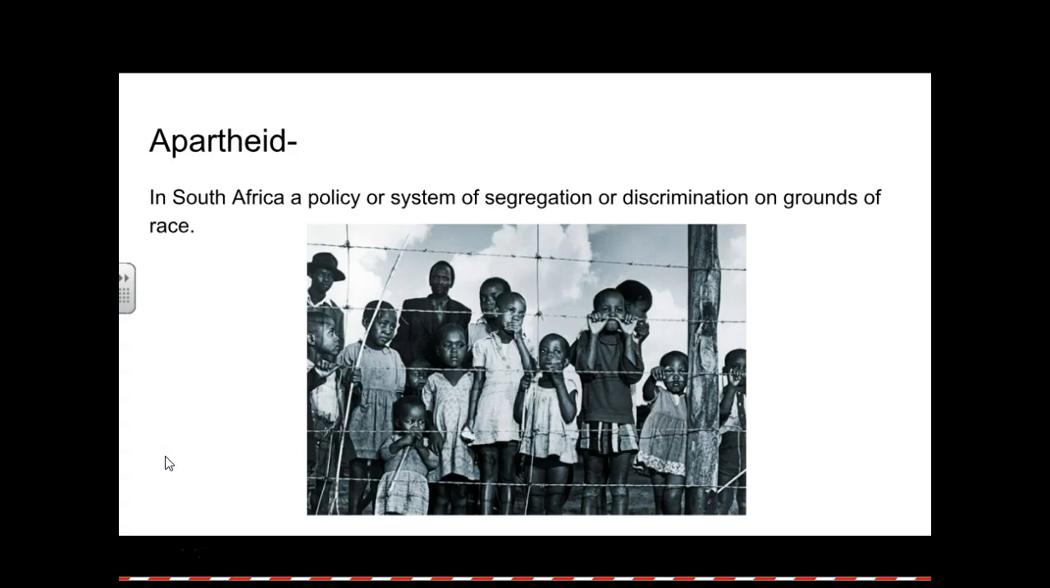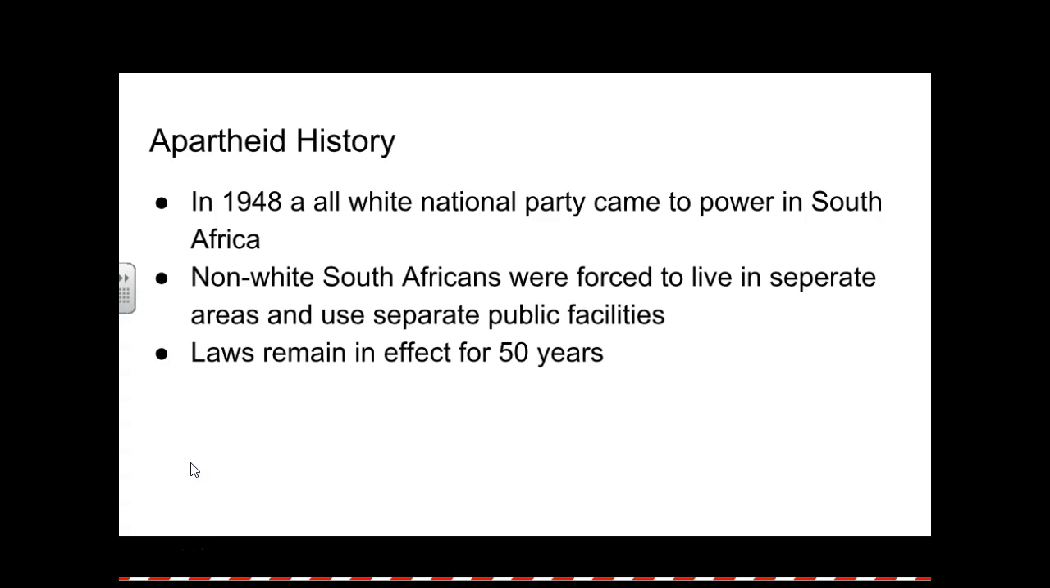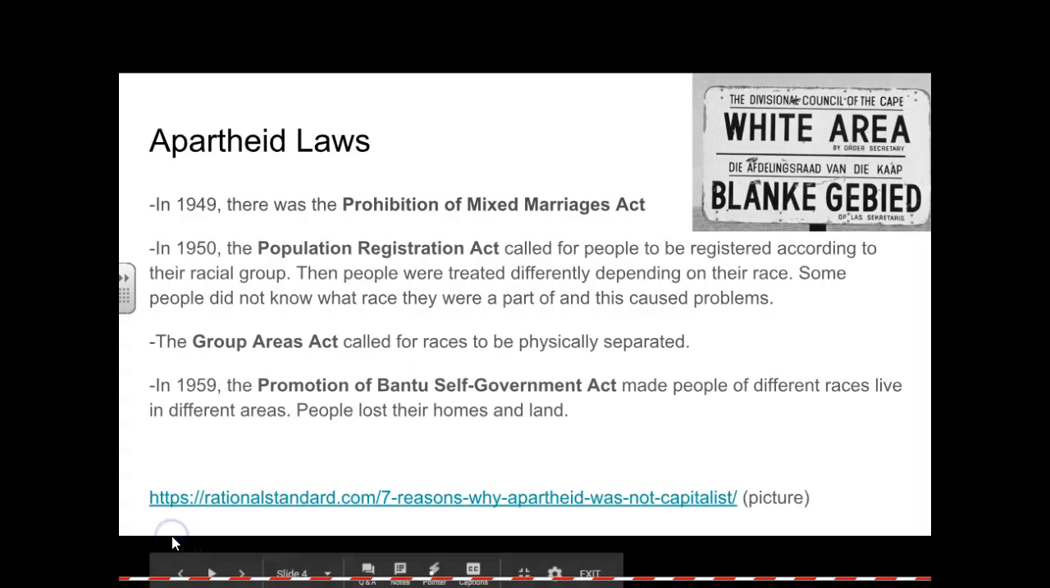Apartheid in South Africa was a policy or system of segregation or discrimination based on the color of your skin. Apartheid history: in 1948, an all-white National Party came to power in South Africa. Non-white South Africans were forced to live in separate areas and use separate public facilities. Laws remained in effect for about 50 years.